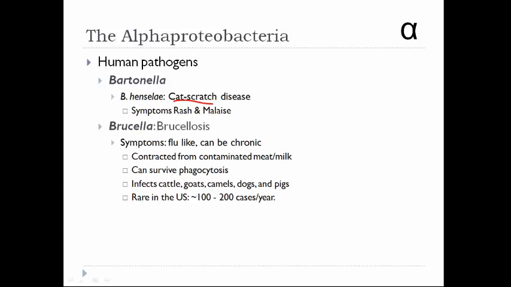Then we have brucellosis, which is flu-like again. You get it from contaminated meat or milk, and this organism is very scary because it can survive phagocytosis, meaning your cells can eat it, your immune system can take care of it, and it still can survive there. It also can be chronic. Now, what's a big deal about it being chronic is that usually it means that organism is able to hide and that we can't actually rid your system of it a guaranteed 100%. It infects cattle, goats, camels, dogs, and pigs. It's rare in the U.S., about 100 to 200 cases a year.